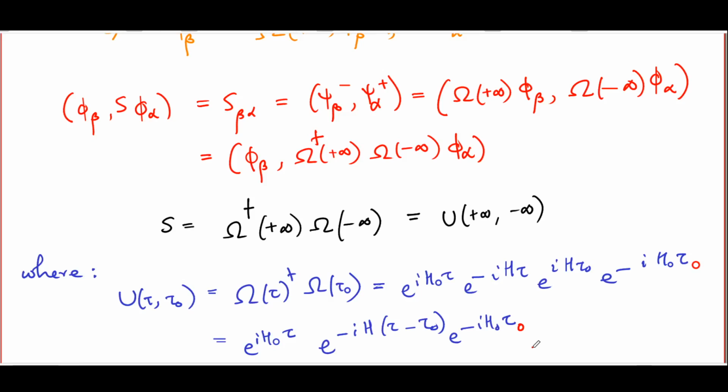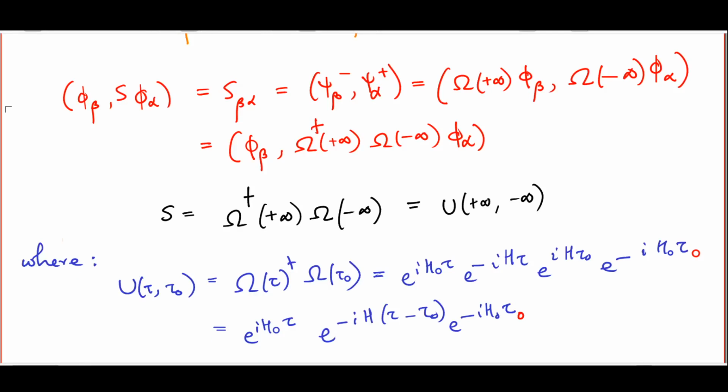The notation U of tau comma tau 0 looks very much like a time evolution operator, which actually evolves a state from the time tau 0 to the time tau. But once again, let me remind you that in the Heisenberg picture, states do not evolve, and the actual evolution operator in the Heisenberg picture is actually identity. States don't change with time. Actually, this does happen to be the time evolution operator in the interaction picture, something we are going to talk about later. But for the time being, this is just an operator which, in the limit plus infinity for tau and minus infinity for tau 0, gives us our scattering operator S.